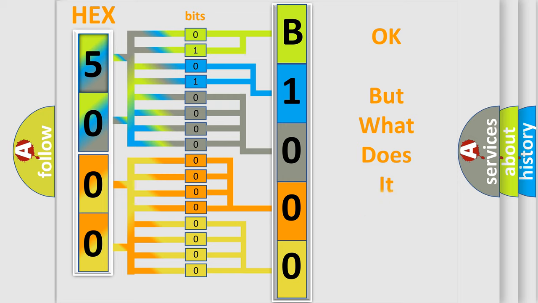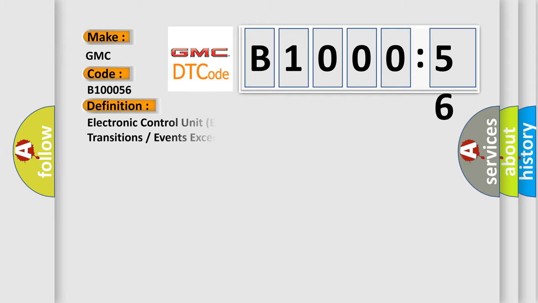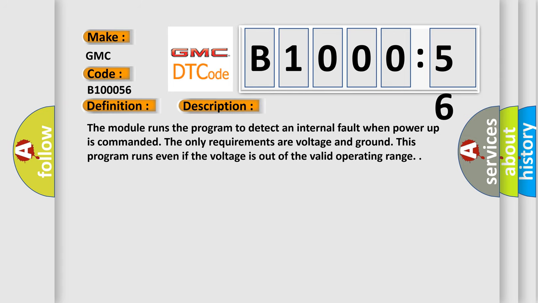The number itself does not make sense to us if we cannot assign information to what it actually expresses. So, what does the diagnostic trouble code B1000-56 specifically mean for GMC vehicles? The basic definition is: electronic control unit performance, allowable number of transition events exceeded. And now this is a short description of this DTC code.